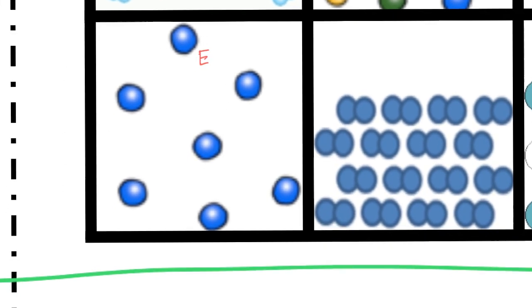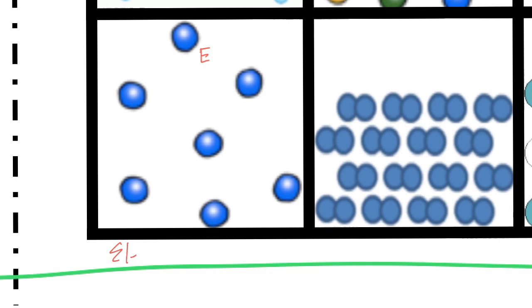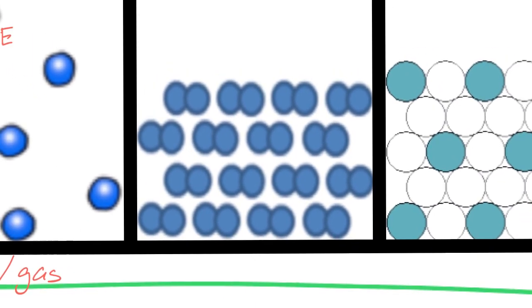Coming over to this one, I only have 1 type of particle, so that has to be an element. And they're very spread apart, so I would say this is a gas phase. On to the next one. Again, I've got 1 type of particle. These are the same color and same size, so this is an element. So these are molecules of an element.